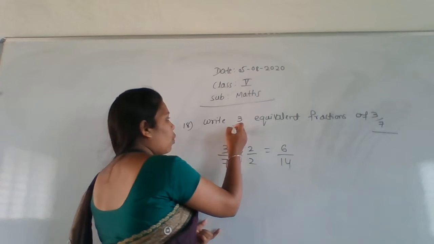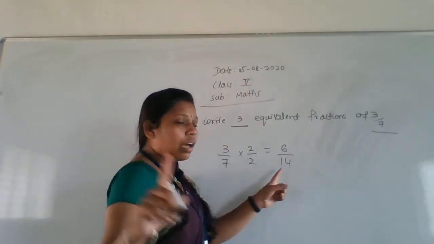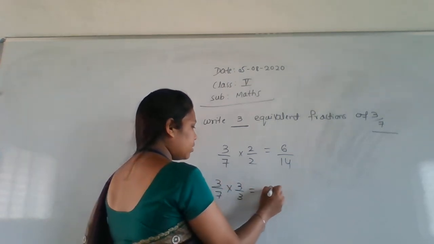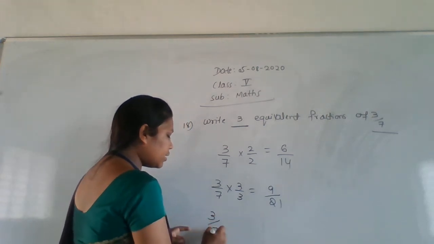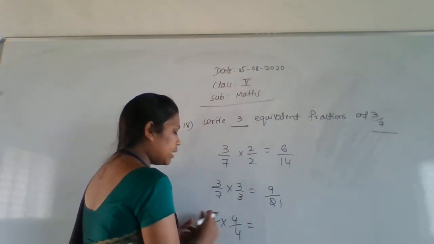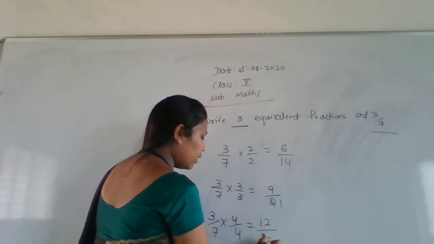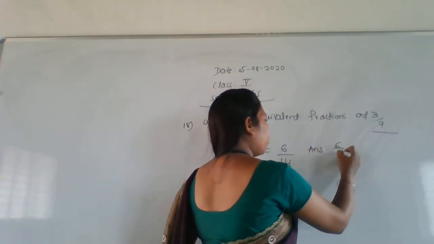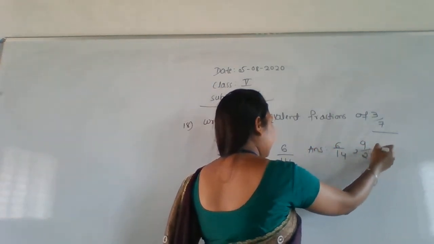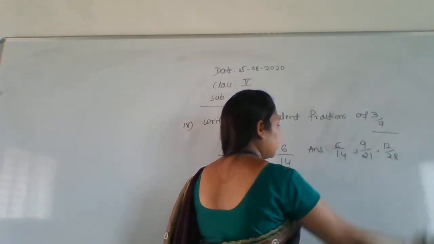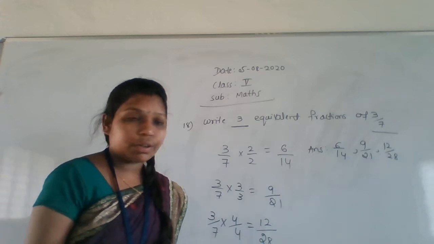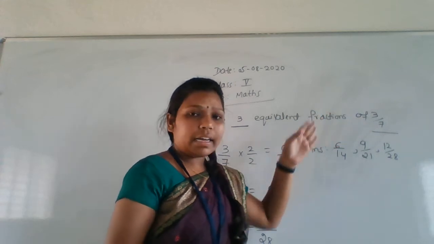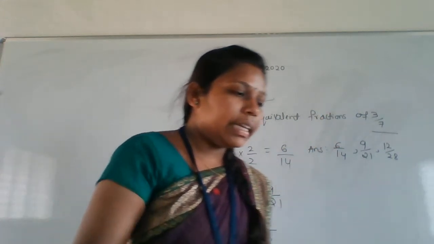So they told three equivalent fractions. Here we got one, right? Another two we have to do, that is 3 by 7 into 3 by 3, that is 9 by 21. And next I am multiplying by 4. That is 3 fours are 12 and 7 fours are 28. So here the answer is 6 by 14, 9 by 21 and 12 by 28. These are the equivalent fractions of 3 by 7. Getting my point? Okay, we'll move to the next question now.